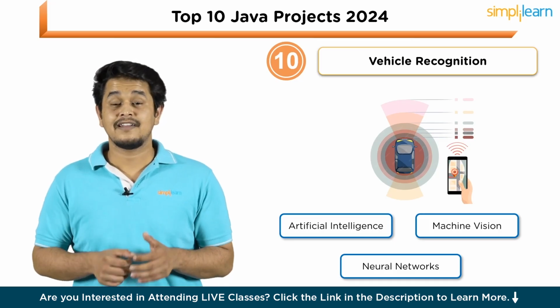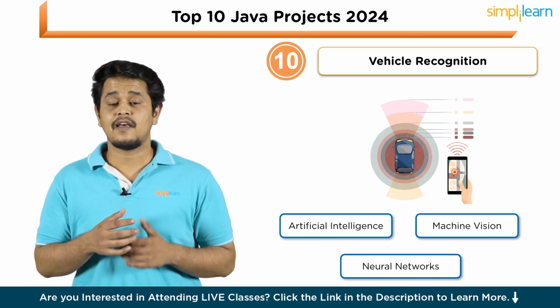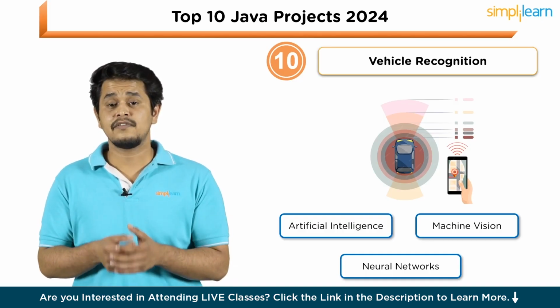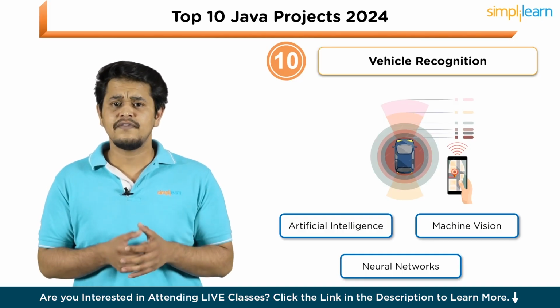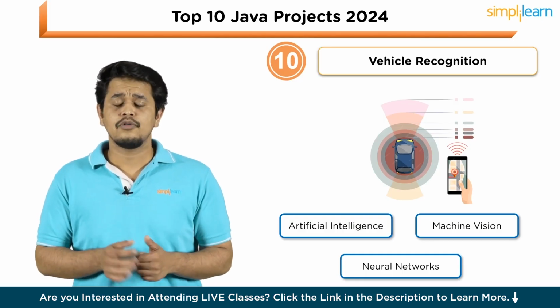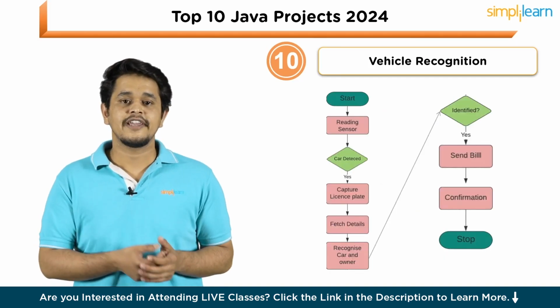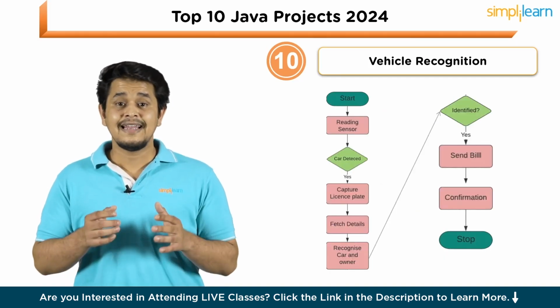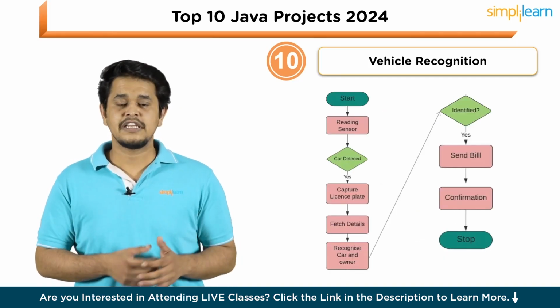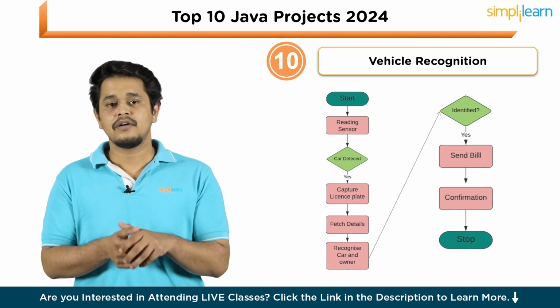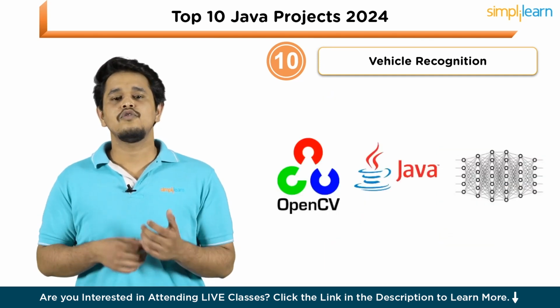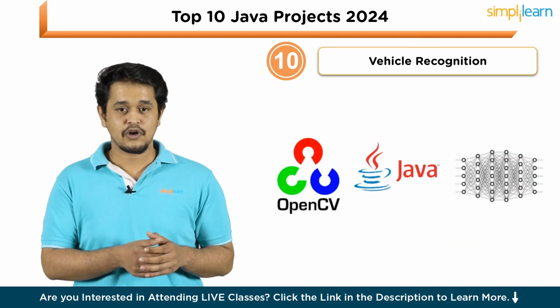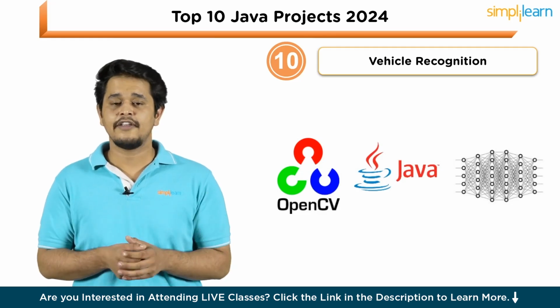Java ANPR is a number plate recognition software that implements algorithmic and mathematical principles from artificial intelligence, machine vision, and neural networks. The project should be capable of multiple tasks, including capture the image, preprocessing, license character set segmentation, feature extraction, training neural network, evaluation, and result. Tools you might prefer to work on the vehicle recognition project are OpenCV, Java, and neural network.